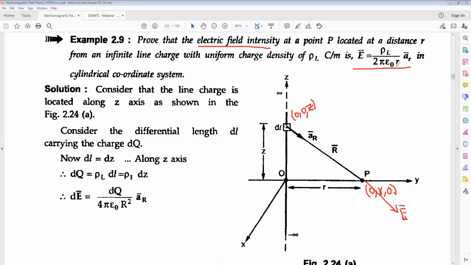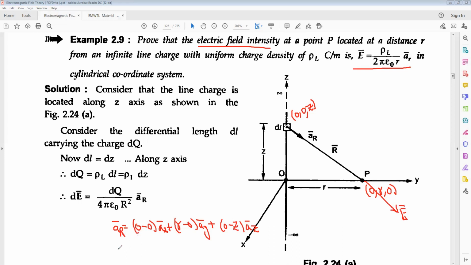That too, it's rho L by 2 pi epsilon naught R. Proof: Take AR bar equal to 0 minus 0, there is no x component, 0 minus 0 into ax bar, plus r minus 0 into ay bar, plus 0 minus z az bar. So in the infinite line charge, we are eliminating the z component. We have only the r into ay bar.